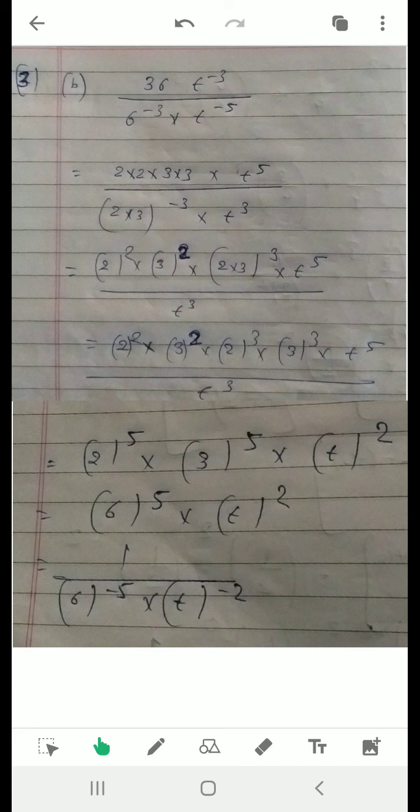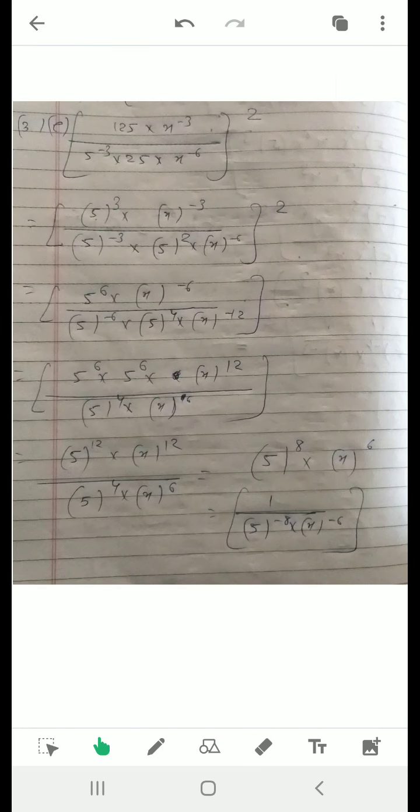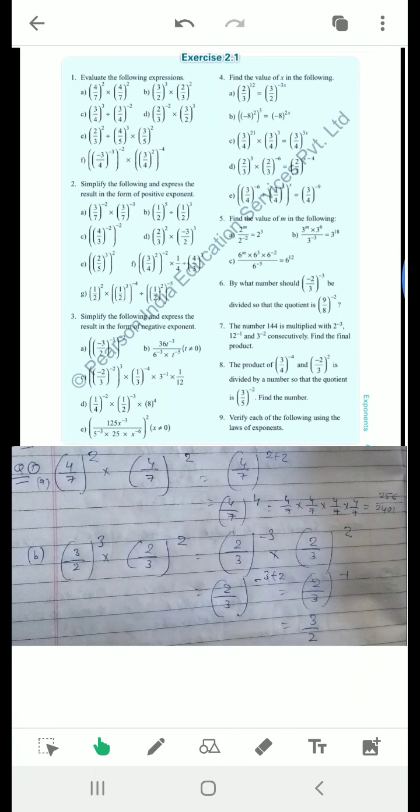I will revise again, I will repeat again. Convert the composite numbers into the primes, then convert all the negatives into positive first, and then try to apply the laws, and then again if the answer is in positive exponent, convert into the negative, because it is the requirement of the question. You can see one more solution, third E also I have solved, and if you have any doubt in this question, you can ask and try to solve question number 1, 2, 3 of exercise 2.1. The other questions I will explain in the next video.